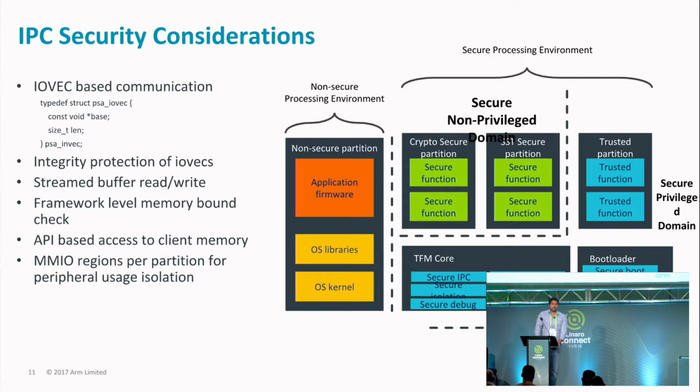Right. Some of the security considerations about the IPC, all of the APIs... let me rephrase that. The transactions between different entities are based on IOVECs. An IOVEC is a structure which is just a pointer and a length. So basically, the TFM framework cares about the buffer that you're passing and how big that buffer is. What that content is, is not interpreted by the framework. That is the agreement between the two endpoints that are trying to talk to each other.